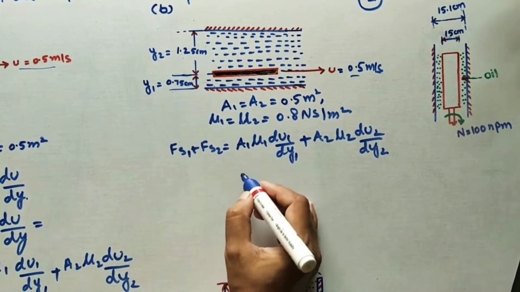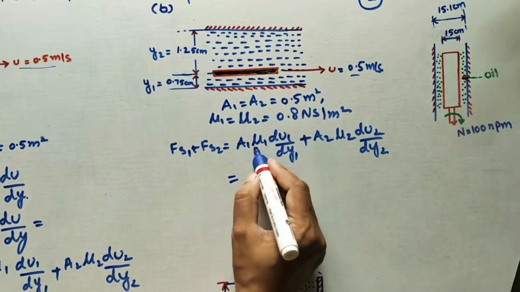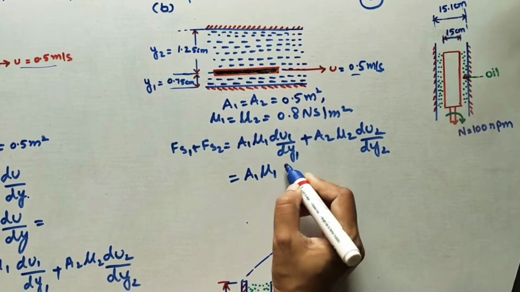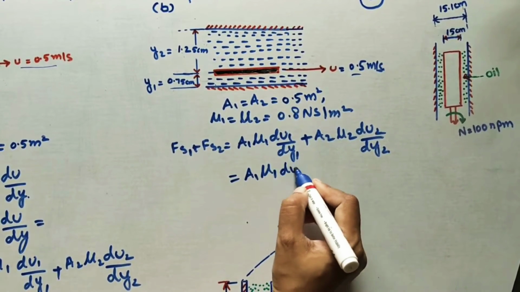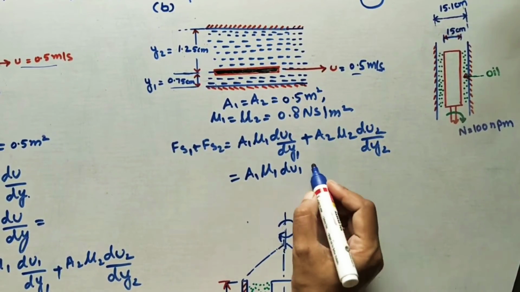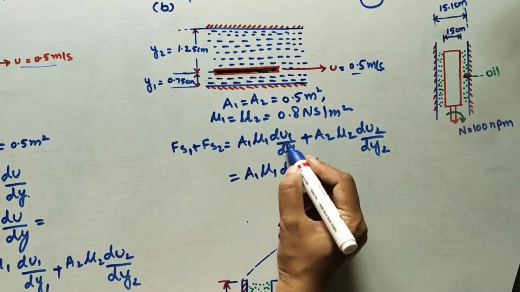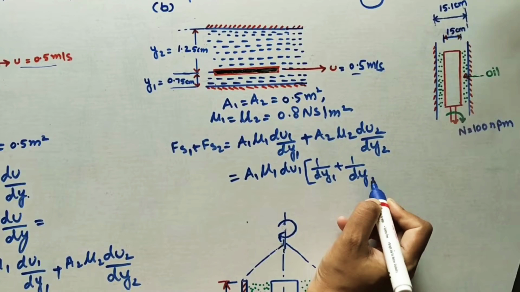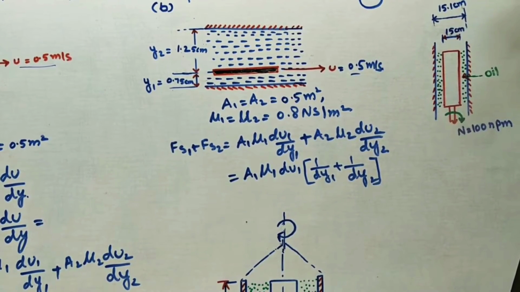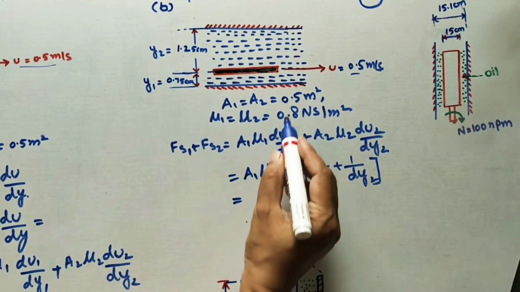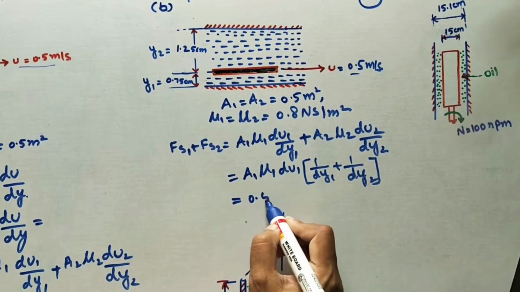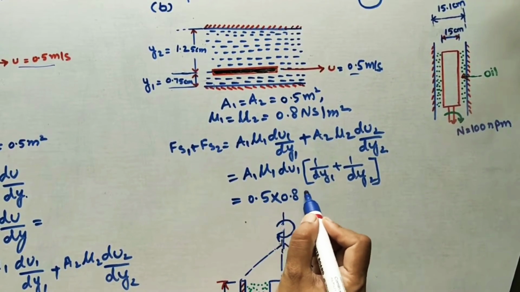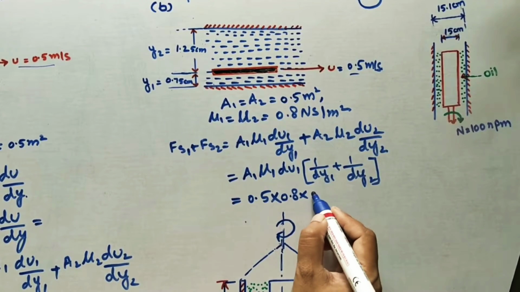Okay. Now substitute all the values. A1, A2, mu1, mu2 all same. So I am taking A1, mu1 common, and du1 is also same because it is moving with the same velocity. So here what we are getting, 1 by dy1 plus 1 by dy2. Now substitute all the values. What is area? 0.5. What is mu value? 0.8. What is velocity? 0.5.